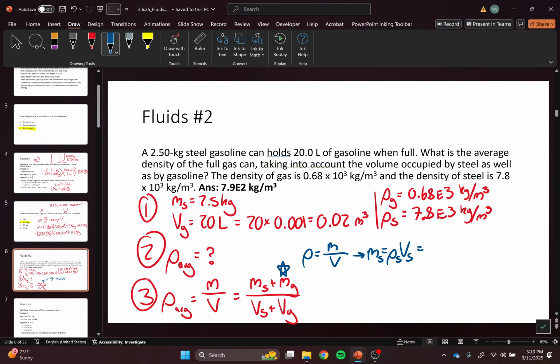We have those things. Density of steel is 7.8 E3. The volume of the steel, oh, no, sorry, we don't know that. We have the mass, oh, we're doing the gas. I just put the wrong things there. We want the mass of the gas. That's the one we don't have. So we're going to take the density of the gas, which is 0.68 E3. We have the volume of the gas, that's 0.02. And so the mass of the gas is something. It's actually going to be a lot. Let's say this one's actually quite big.